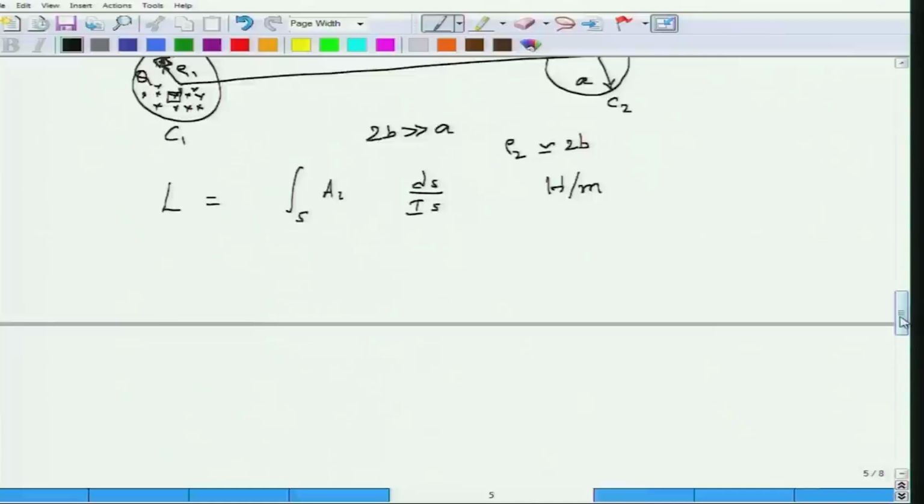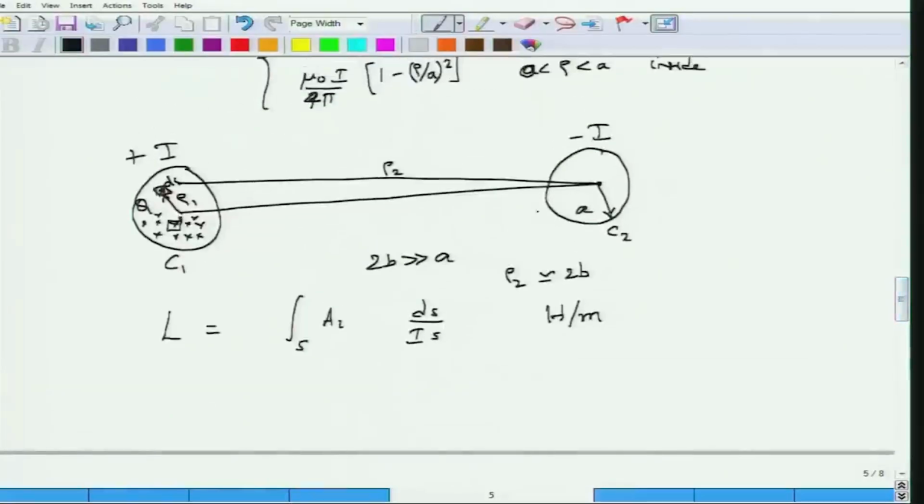Okay. So, this is the inductance that I need to calculate. If I substitute for A, the integral splits into two parts, correct. For the second term, the contribution from the external circuit C2 will be mu 0 I by 2 pi log of 2b by a, and this would essentially be constant, multiplied by the cross sectional area S will be the value for this second term, right.